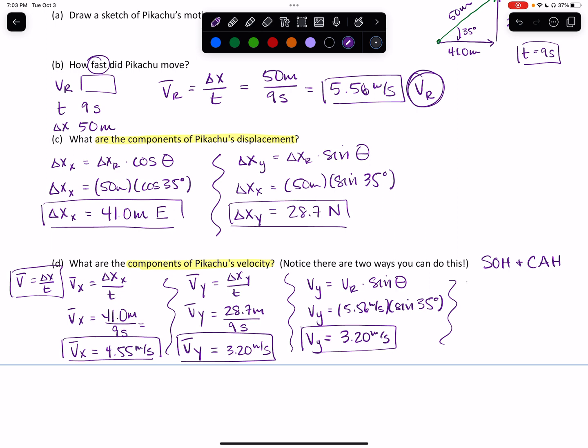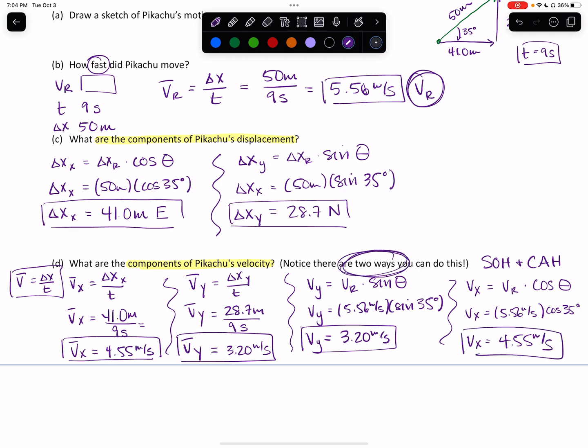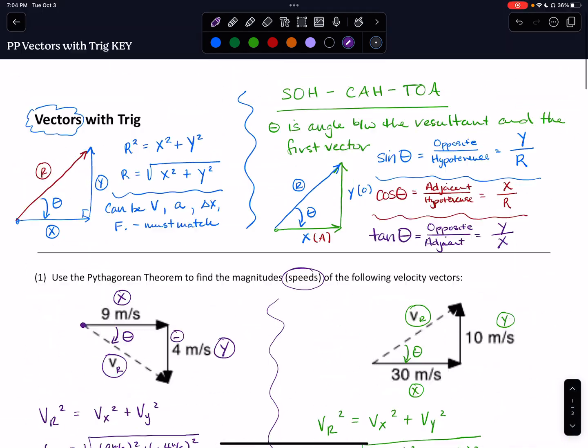Then if we repeat, but this time for the horizontal piece, we need that resultant velocity and the cosine of our angle. Plug those values in, so we put in 5.56 meters per second and the cosine of 35 degrees, and we find that our horizontal velocity must be 4.55 meters per second, which is the same. So there are two ways to calculate here. We can use our average velocity formula, or we can use our trig functions, okay? Those are just a couple different examples. Let me know if you have any questions, and I'm happy to help.